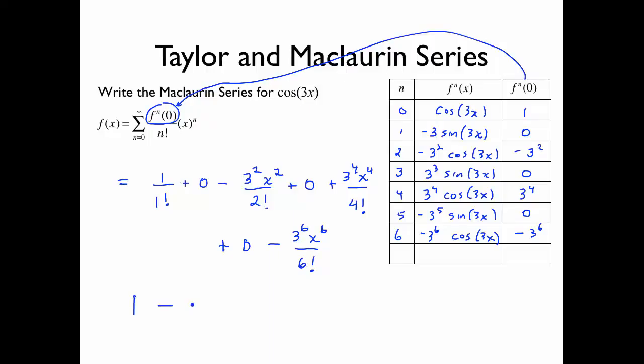The first term should have been over 0 factorial. Thank you. Yeah, you're right. That's right. Okay, so you get 1 minus 9x squared over 2 plus 81x to the 4th over whatever that is, 24, minus, I don't know, over 720.